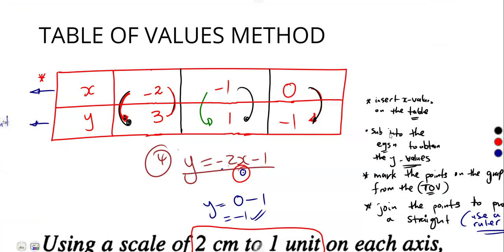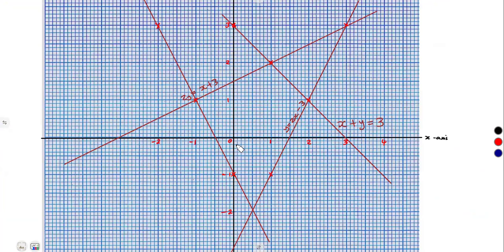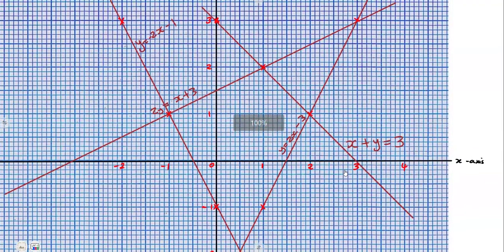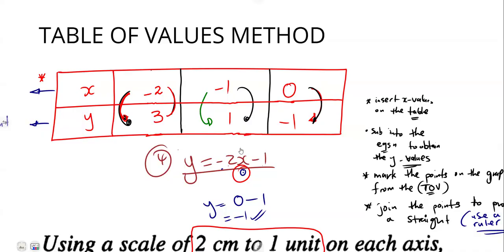So that's y is equal to minus 2x minus 1, all right? So that's y is equal to minus 2x minus 1. So we have drawn these lines. That was the first part of our question, to draw these lines on this Cartesian plane.